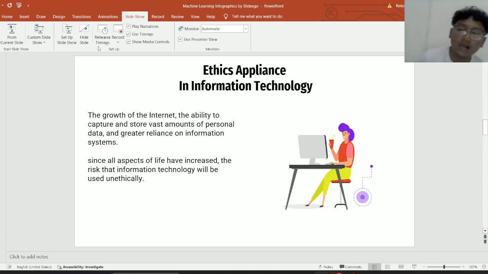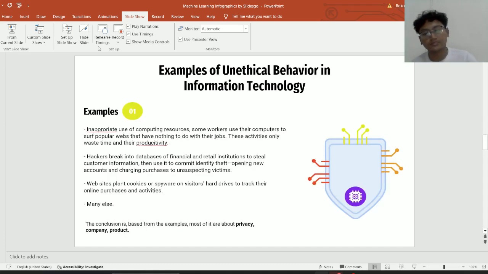Since all aspects of life have increased because of the fast growth of the internet, so has the risk that information technology will be used unethically. And the reason why it is being used unethically is because of the growth of the internet. It's too fast, and I believe that there are some people who wanna take advantage of it. And here are the examples of unethical behavior in information technology.